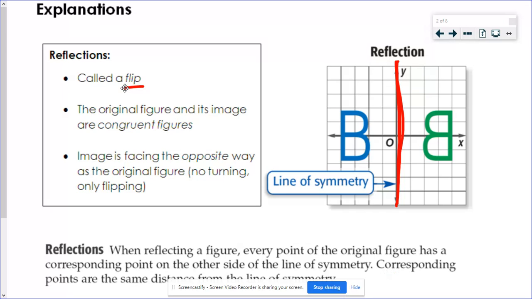Again, image and pre-image are going to be congruent, so they're not changing size at all, but they are going to be facing the opposite way. Okay, so you may want to be making some notes of this in your note packet, but we're not turning this. We're only going to be flipping. And right now we're only flipping. We are not sliding it like, yes, the last lesson from Tuesday.